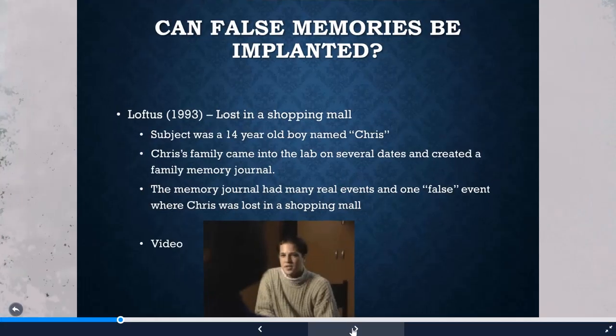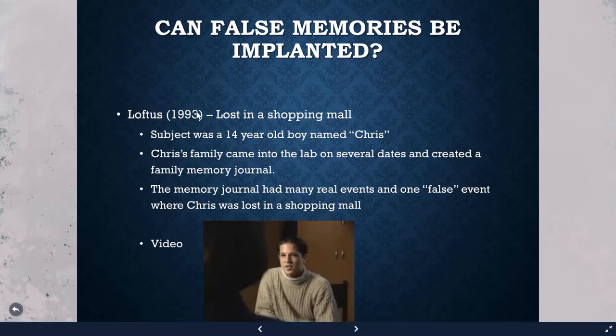So this is a nice little laboratory demonstration of a false memory, but that raises the question, can you have a real false memory for an autobiographical event? Elizabeth Loftus did a number of studies. One sort of affectionately referred to as lost in a shopping mall. What she did is she took a subject, a 14-year-old boy named Chris, and Chris's family came into Loftus's lab and did a family journal where they were recounting family memories. And one of the memories that they were recounting was a false event where they described Chris being lost in a shopping mall. And after a while, Chris recounted details of having remembered this event.